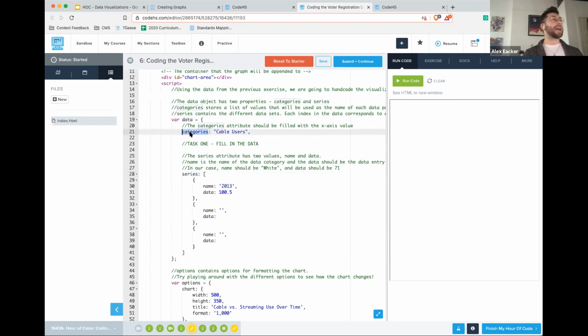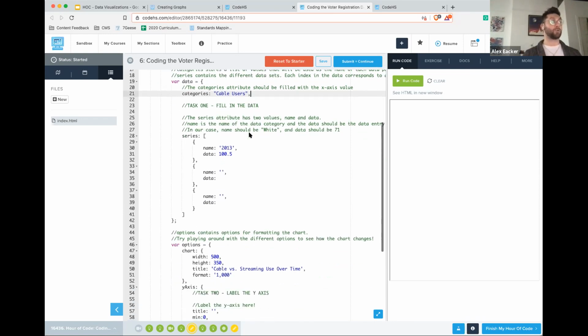And the categories attribute should be filled in already with the x-axis value. In this case, it'll say United States for you all. For me, I'm trying to do the cable users just to show you what that looks like. So in this case, we've got this cable users category, and it's a string value, and it's important that after the string value, there's a comma. So as long as these things are there, we can get this to work.